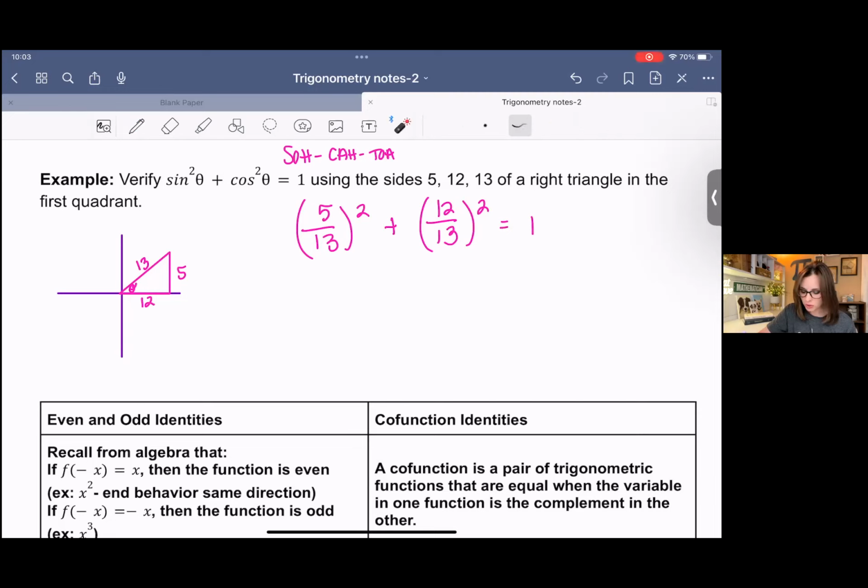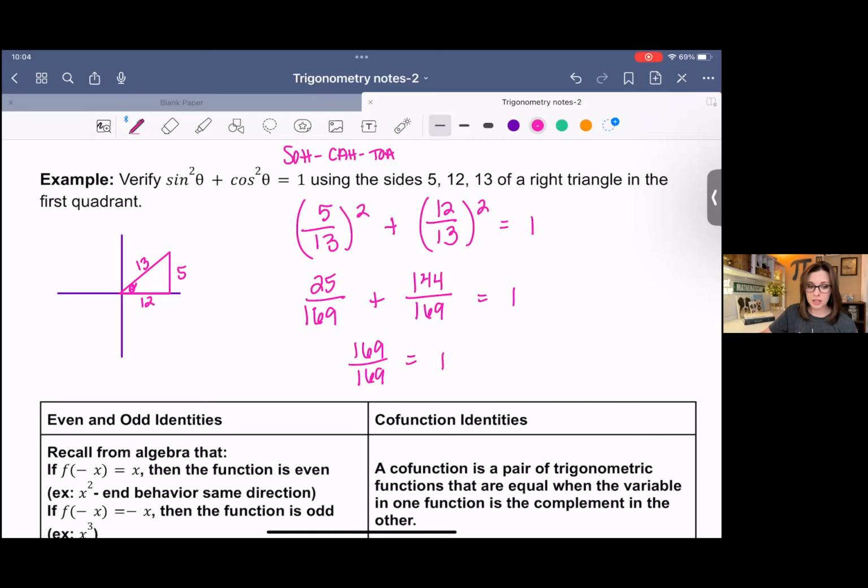Now, if I had chosen to put 12 here and 5 here, that would have been okay in this case because I would have gotten 12 over 13 squared and 5 over 13 squared. So it's the same. It doesn't really matter if you had chosen to put that in a different place for this problem. And then I'm just going to simplify to verify this identity. 5 squared is 25, 13 squared is 169, 12 squared is 144, 13 squared is 169. And then I do have a common denominator, so I can add my numerators.